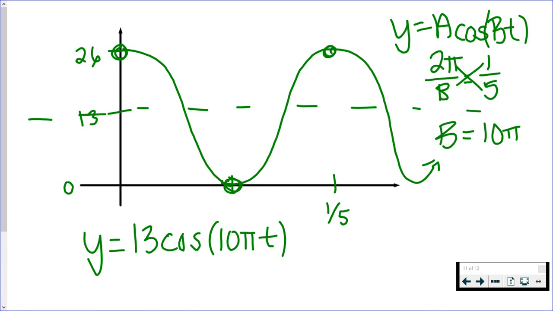Now, the problem is the equation that I have written as it is has not shifted up in order to account for the ground being the x-axis. Remember, the center of this periodic function, the line that cuts it in half, is going through 13. So we have to shift the entire cosine function up 13 in order to avoid having any negative height.